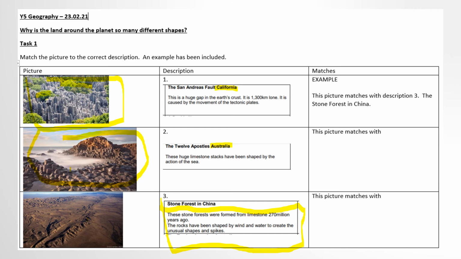Are there clues about the shapes that you can see of the landform? Are there clues about the vegetation or rocks and soil that are there? Okay, so look for those clues and then match them up.